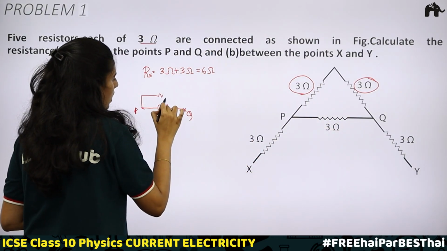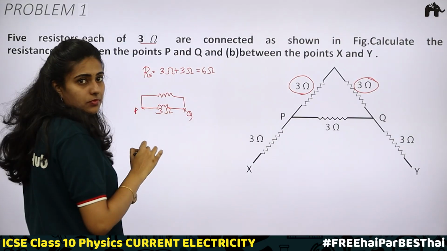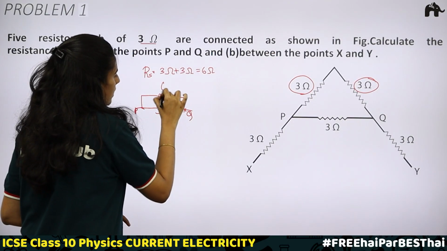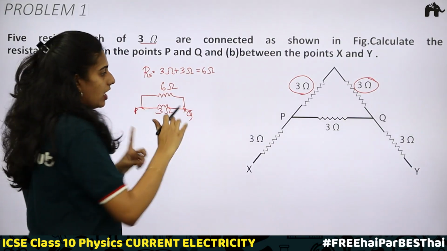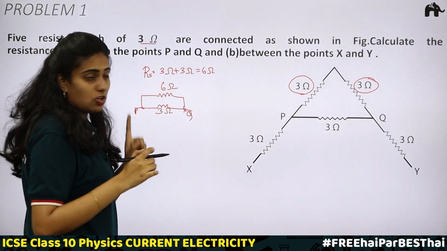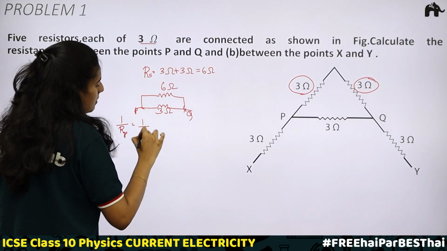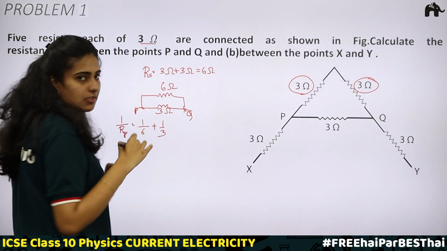So when you draw an equivalent circuit, this is how it looks. This is P and this is Q. Here you are getting 6 ohm. So across P and Q, now there is a parallel combination. We have to find 1 by Rp. 1 by Rp will be 1 by 6 plus 1 by 3.